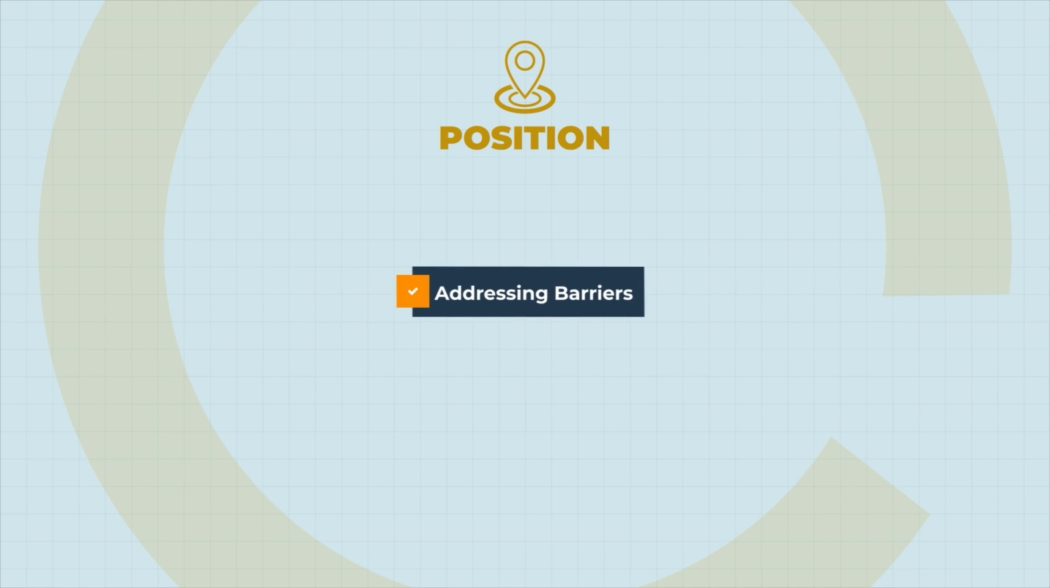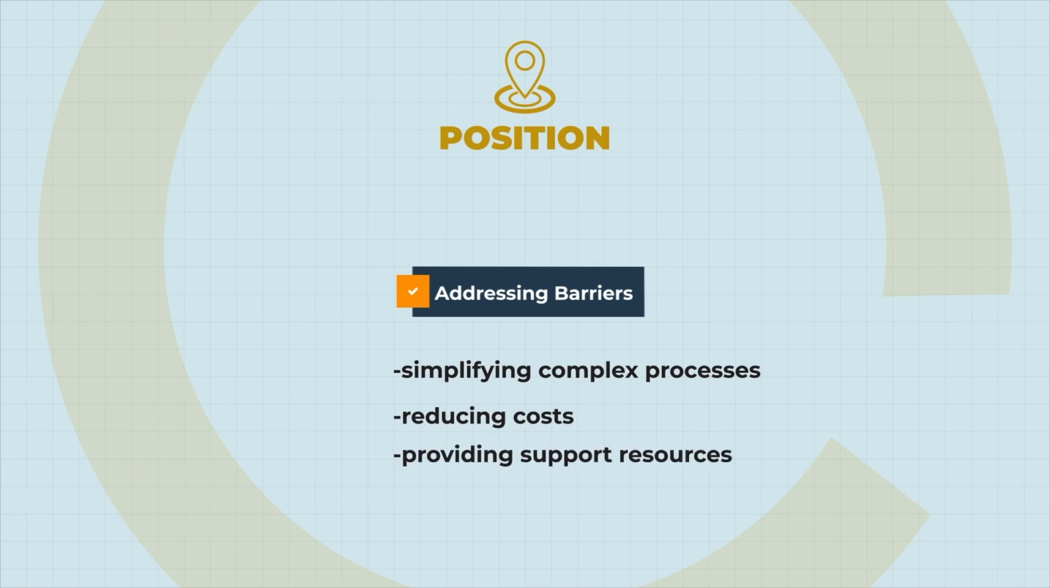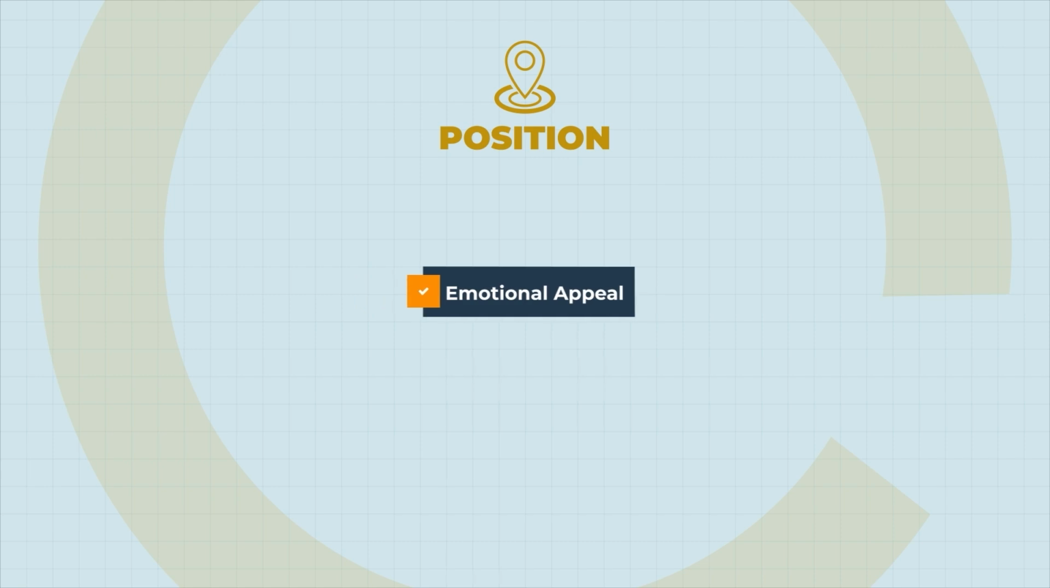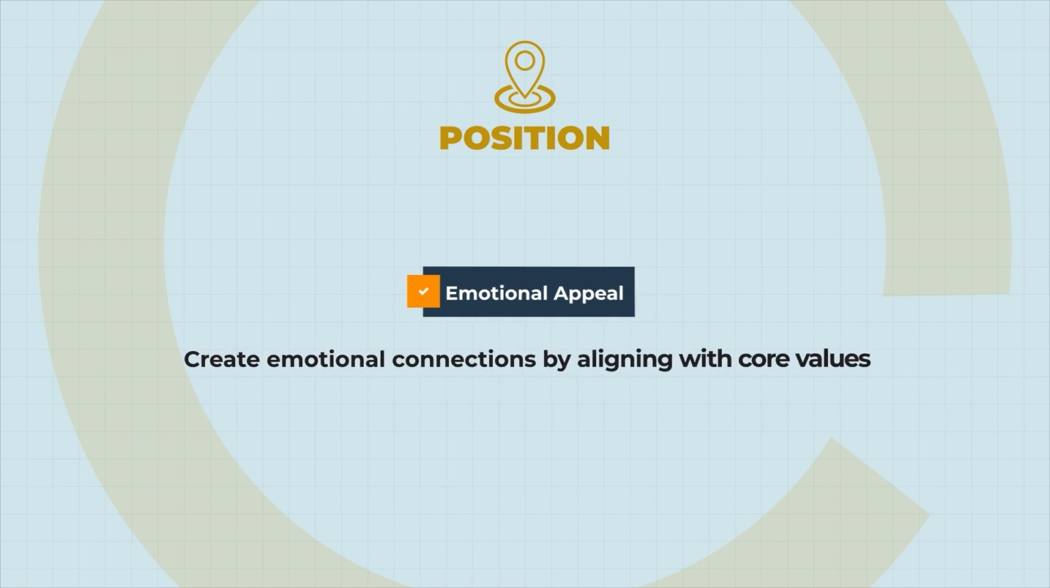Addressing barriers. Acknowledge and mitigate perceived obstacles that may prevent the audience from adopting the desired behavior. This could involve simplifying complex processes, reducing costs, or providing support resources to make the behavior more accessible. Emotional appeal. Connect with the audience on an emotional level by aligning the behavior change with their core values and beliefs. Emotional resonance can enhance motivation and commitment to change.